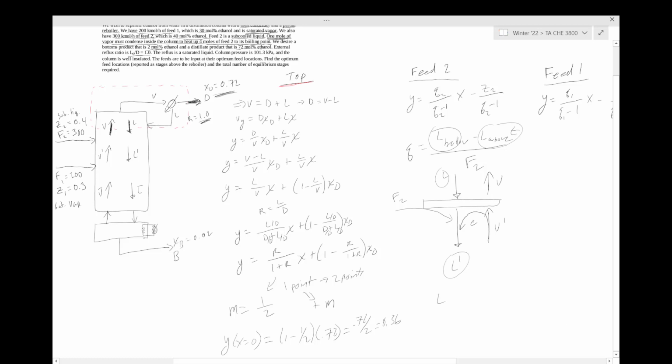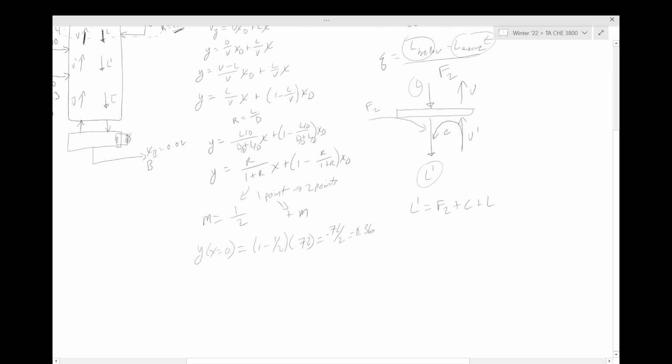And then our L prime is going to be equal to our F2 that's coming in. Our condensation is contributing to that. Plus we initially have the L above it. So our L prime is going to be equal to F2 plus C plus L. So we can then bring this Q equation down and say L below is going to be our L bar, which is our L prime, which is F2 plus C minus our L above, which is just going to be regular L, over our F2.